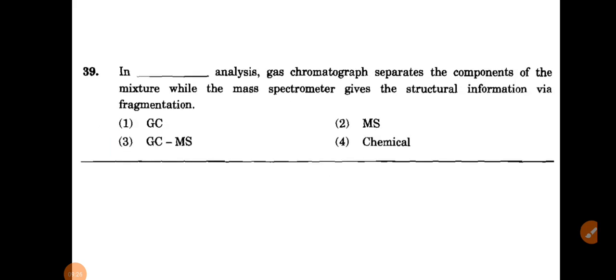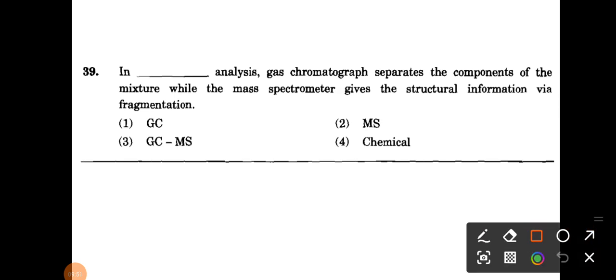The next one, in dash analysis, gas chromatography separates the components of a mixture while the mass spectrometer gives the structural information via fragmentation. That is also a very simple question, they are combining two types of techniques, right? One is chromatography and another one is spectroscopy. Gas chromatography is there, so obviously that is GCMS. What is the answer here? GCMS, right? The option is GCMS.